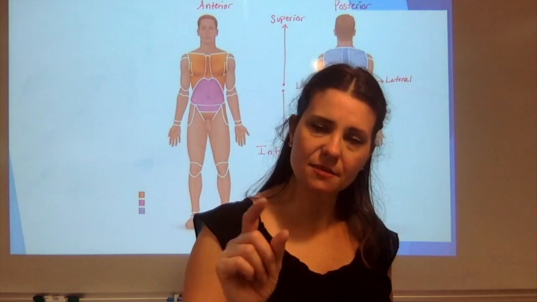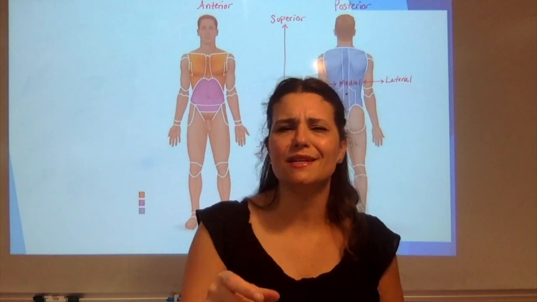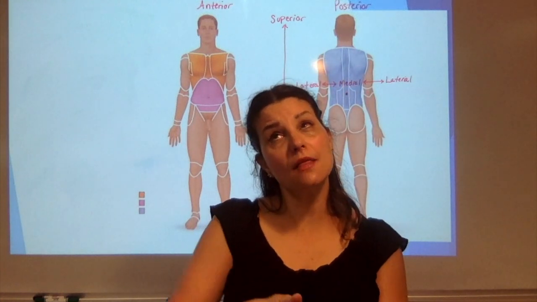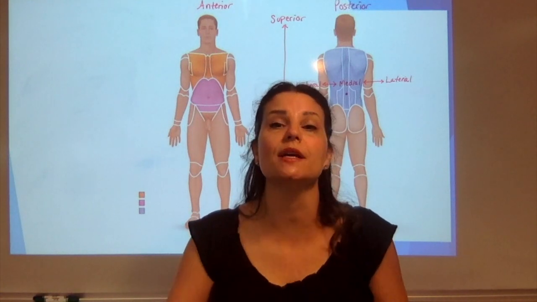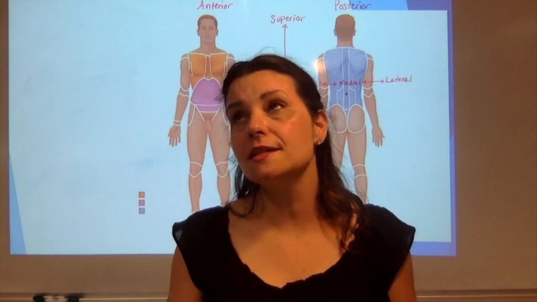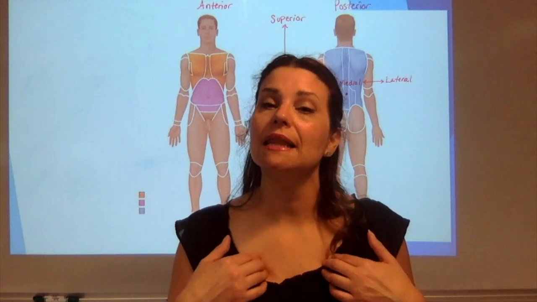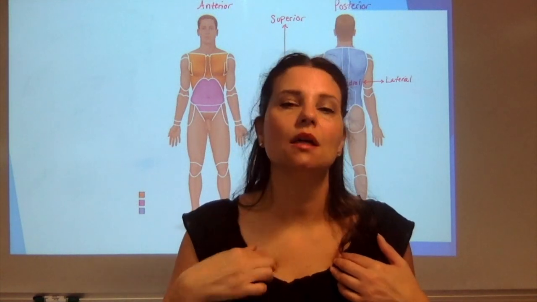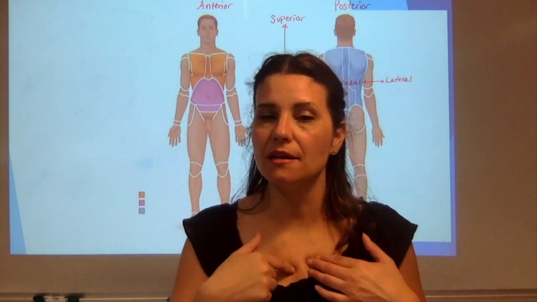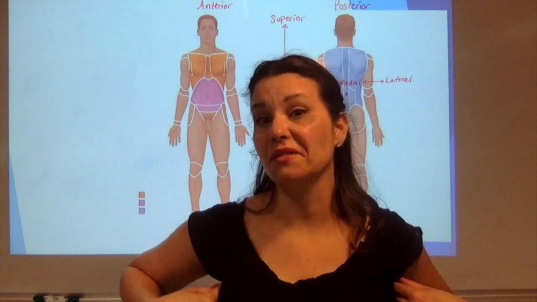Another one, which sometimes is a little confusing, is intermediate. So this is something where it's not the most lateral, it's not the most medial, but it's somewhere in between. So for instance, I might say my lungs are intermediate in between my heart and my arms, or my ribs. Okay?